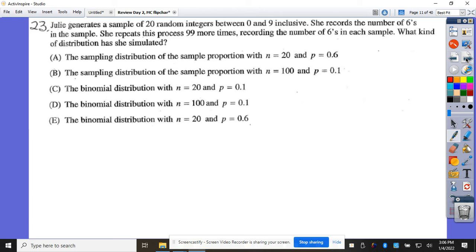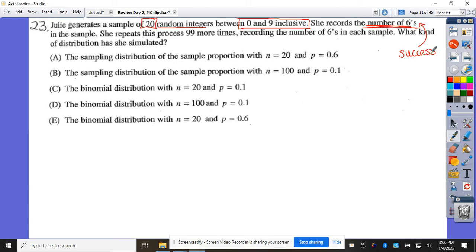This is one that I get why people mix up. Julie generates a sample of 20 random integers between 0 and 9 inclusive. So if I am generating integers between 0 and 9 inclusive, how many options do I have? 10. She records the number of 6s. So 6s are what I am deeming as my what? So 6s are my success. I have 10 options to choose from.